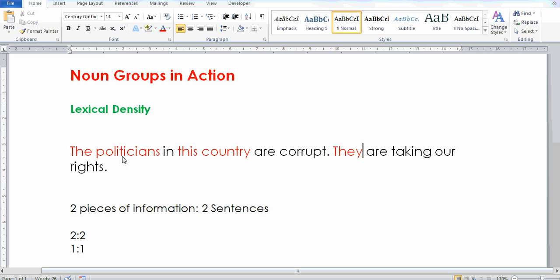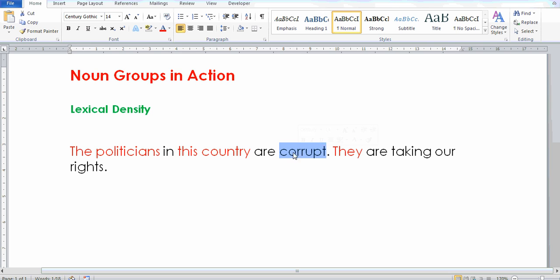If I am able to do this, then I can make my sentence more concise. I can say the same information but with fewer words, and that makes it more written. We'll do another lexical density assessment of it afterwards and see if we can improve it. So, the politicians in this country are corrupt. They are taking our rights. Two sentences, two pieces of information. What I'm going to do is combine some pieces of information so that they don't need to be in their own sentence.